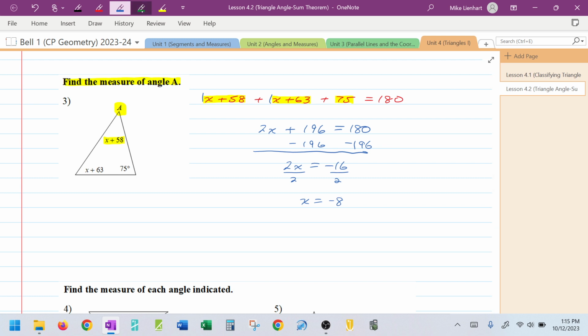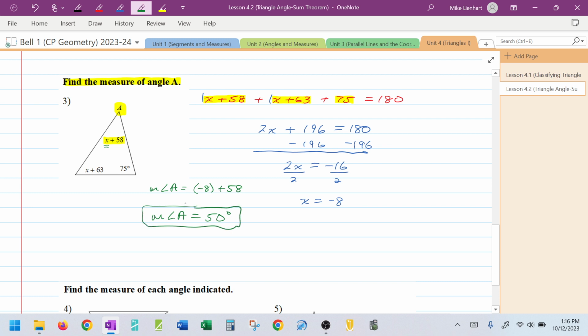All right, I now need to find the measure of angle A, which will be negative 8 plus 58. Notice I substituted that negative 8 right in there for the x. So I know that the measure of angle A is 50 degrees.